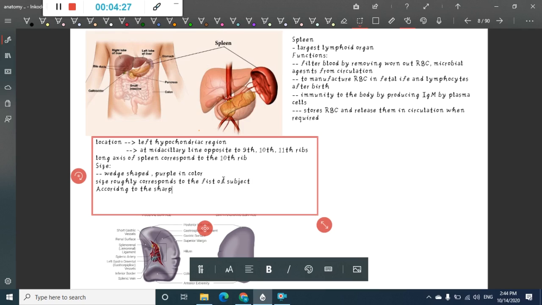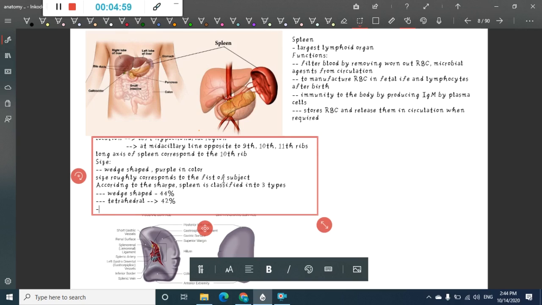According to the shape, the spleen is classified into 3 types. What are the 3 types of spleen? We have the wedge shaped spleen, which is present in 44% of people. Then we have the tetrahedral spleen, which is present in 42%. Then we also have the triangular spleen, present in 14%.